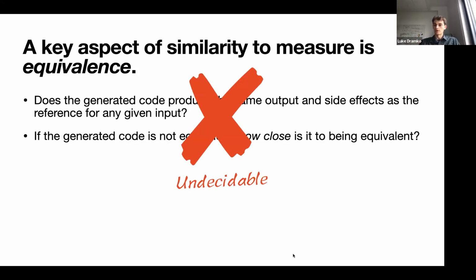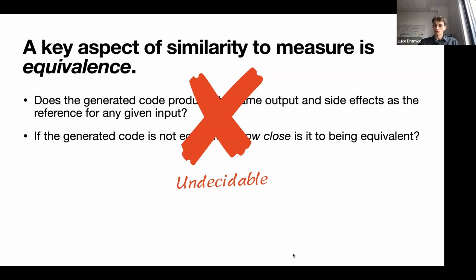But unfortunately, this is undecidable in general. Code equivalence is undecidable due to the halting problem. And unlike a lot of really hard problems in computer science that have good approximate solutions, this one doesn't. Approximating code equivalence is just really, really difficult to do in general.